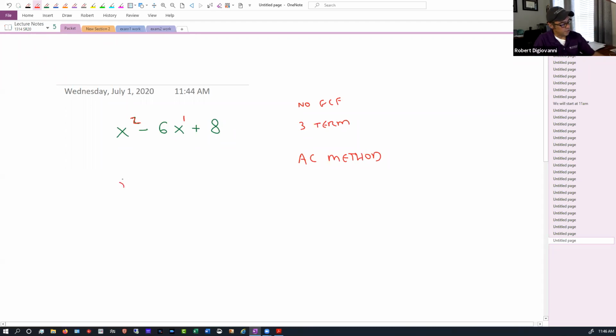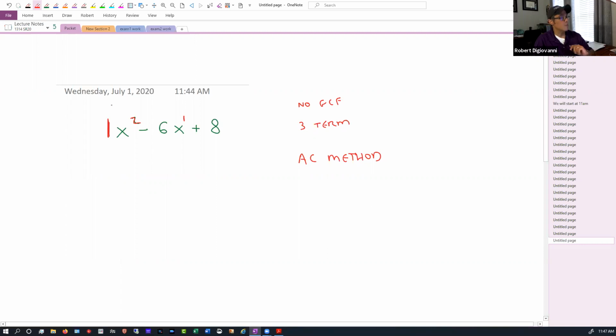What I'm saying is you don't want to try this if it's written this way. That would be 3 terms, but it's not in descending order, right? The x squared's in the middle. You need the x squared out front, then the x term, then the 8 by itself. So you have to be in descending order first. Okay, so we are.